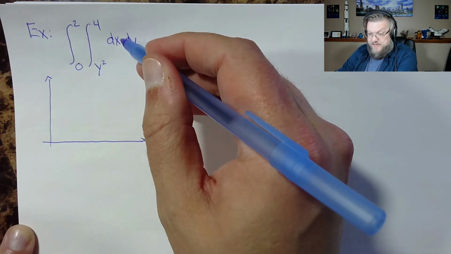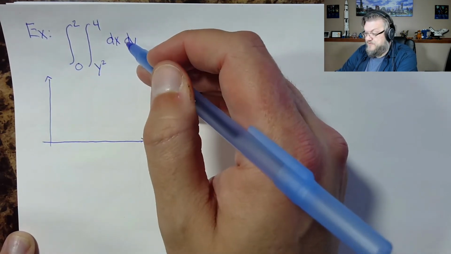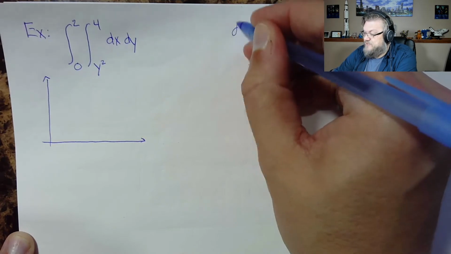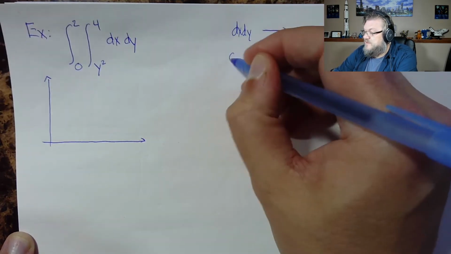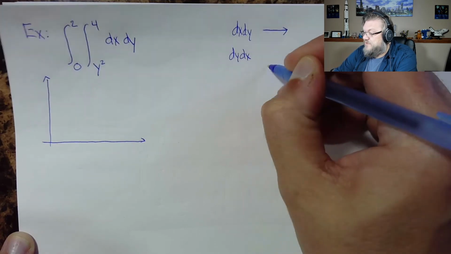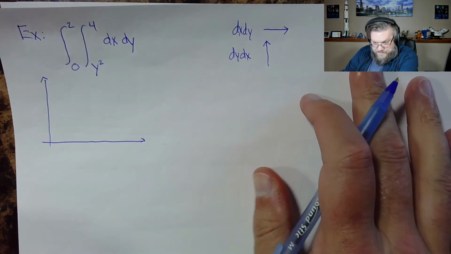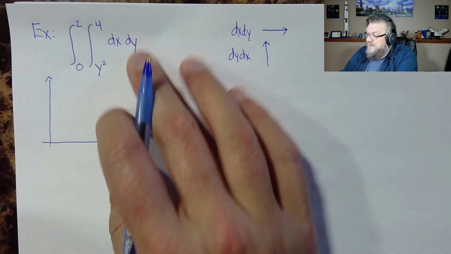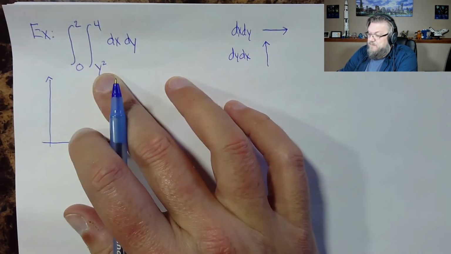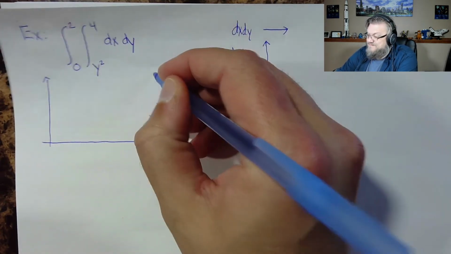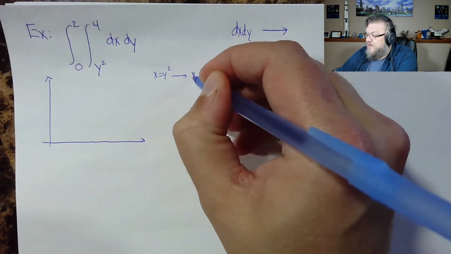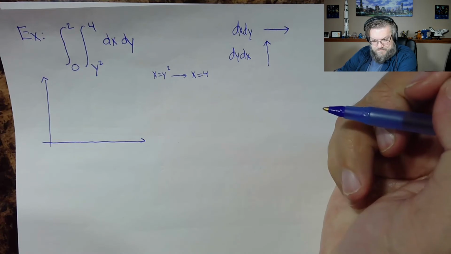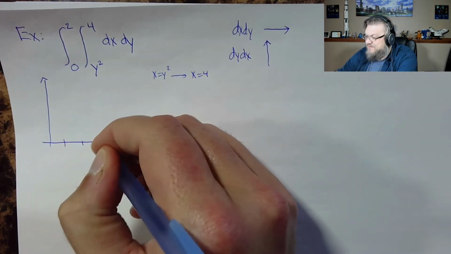dx is first. That means left to right arrows, right? And so maybe you should write that somewhere. Dx, dy is left to right arrows. Dy, dx is vertical arrows. All right. So I'm going from x equals y squared on the left, and I'm going to x equals 4 on the right. Okay, well, x equals 4 is definitely a vertical line.